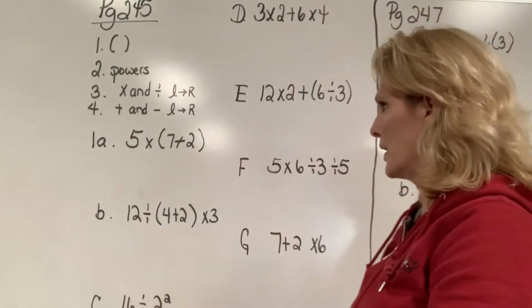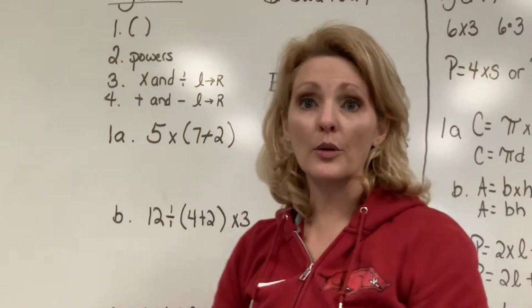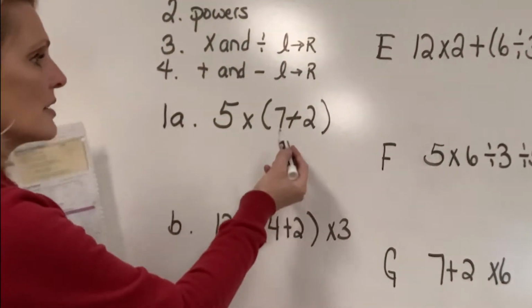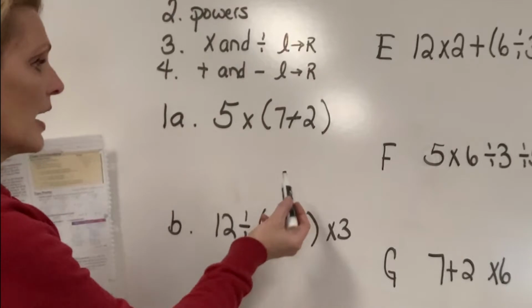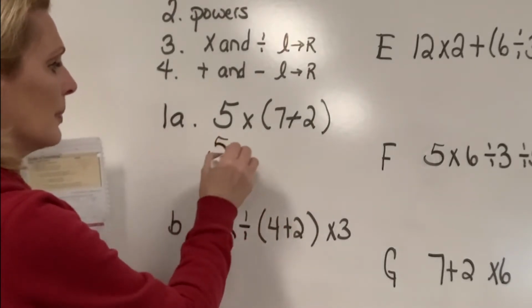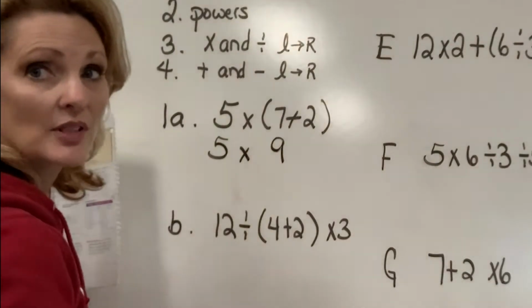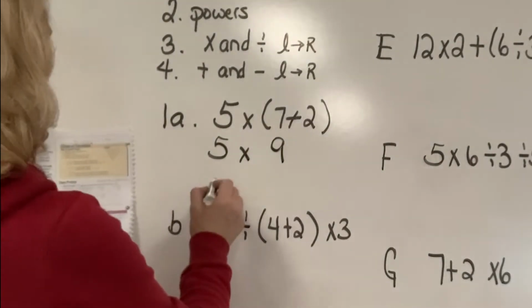So let's work 1A. If we follow the rules, you work with the parentheses first. So you'll say 7 plus 2 is 9. So I'm just going to copy this other part down. And then what's 5 times 9? 45.